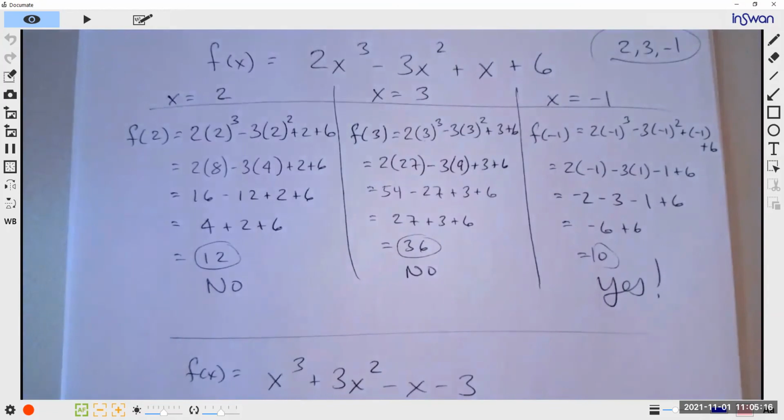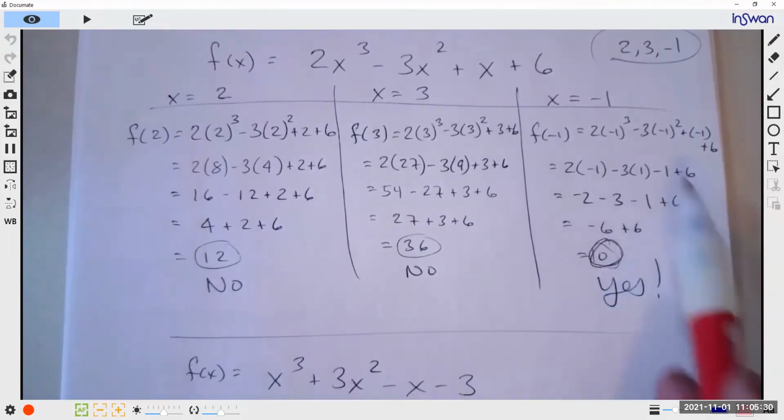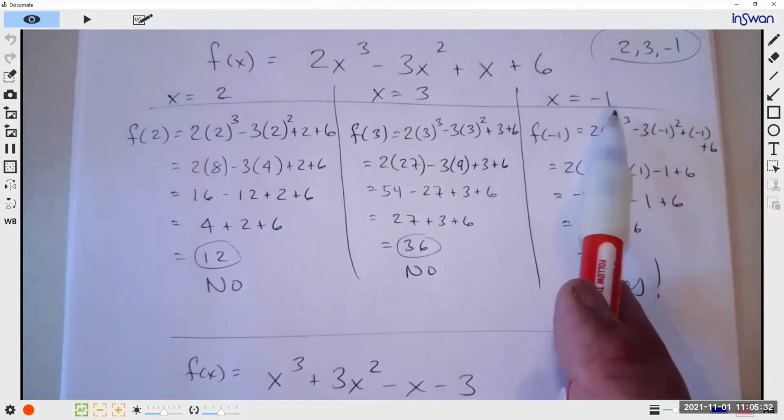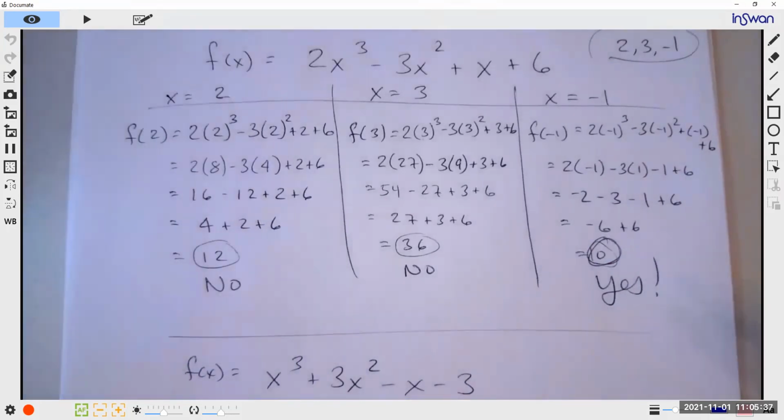Okay, so out of all those, the third one works. It gave us a 0 at the end. So once the answer becomes a 0, we know that x equals 1 is a 0, is a solution, is an x-intercept.